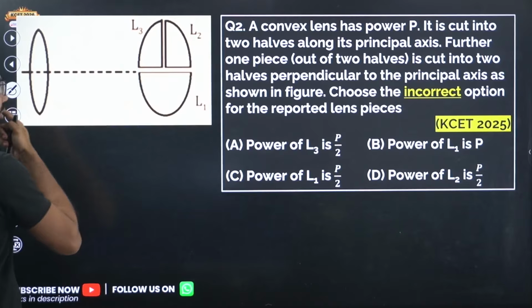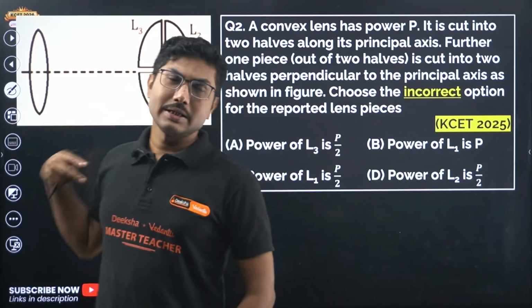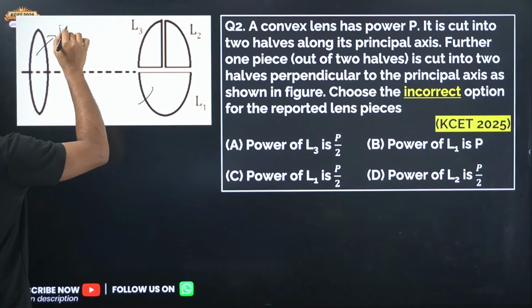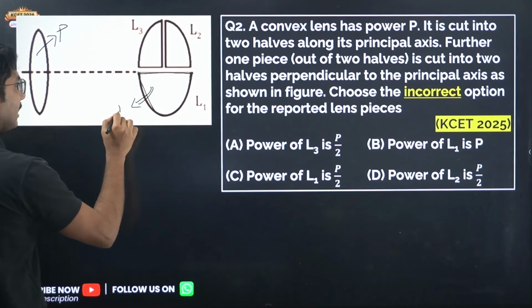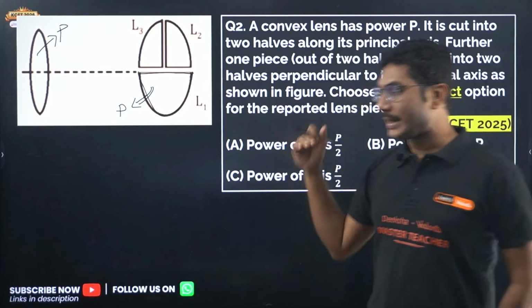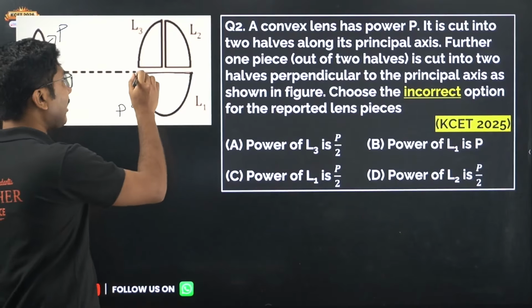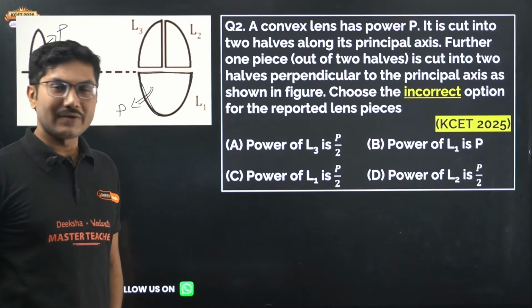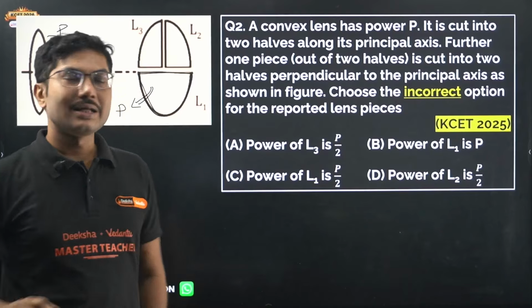Now the shortcut to answer this question is that when you cut a lens along the principal axis, the power remains unchanged. So if the power of this lens is P, then the power of this bottom half will also be P, because the radius of curvature still remains the same. The only thing that happens is that the brightness of the image decreases. Otherwise, this half will always give you the same power and the same focal length. Even though it's a half lens, power and focal length do not change.